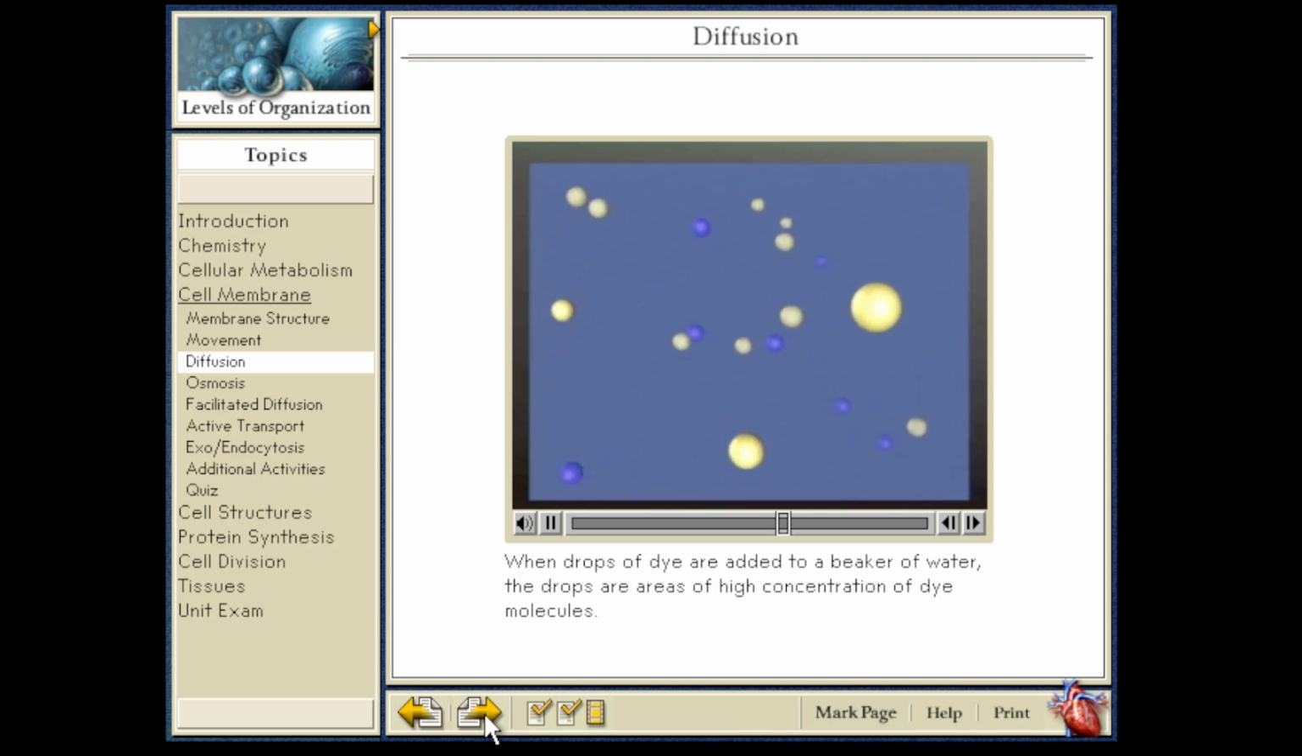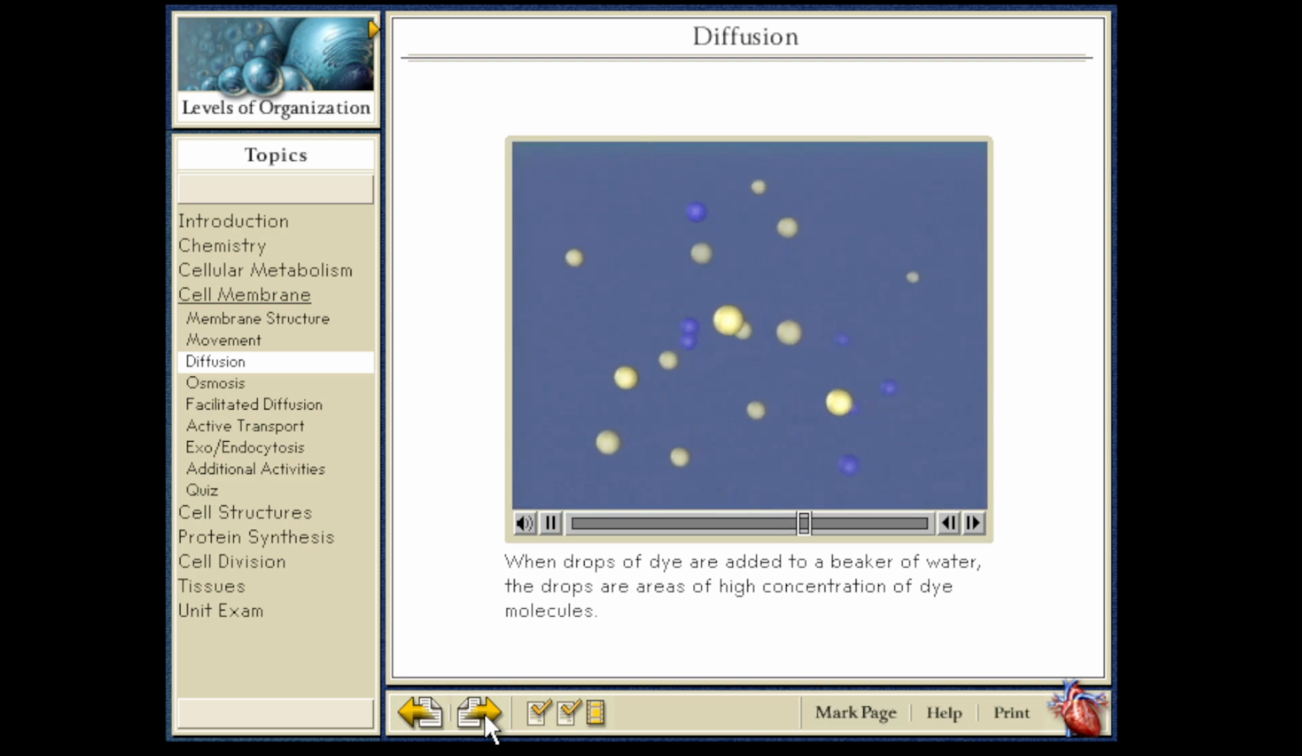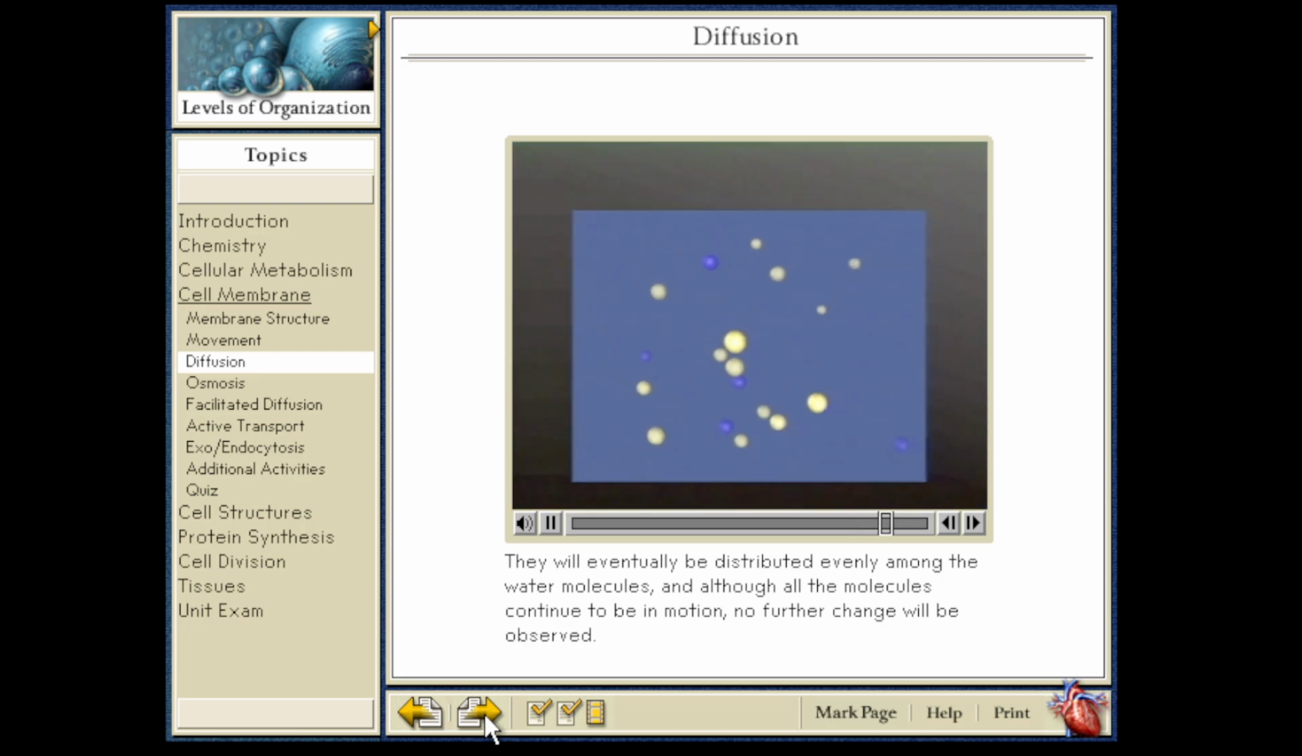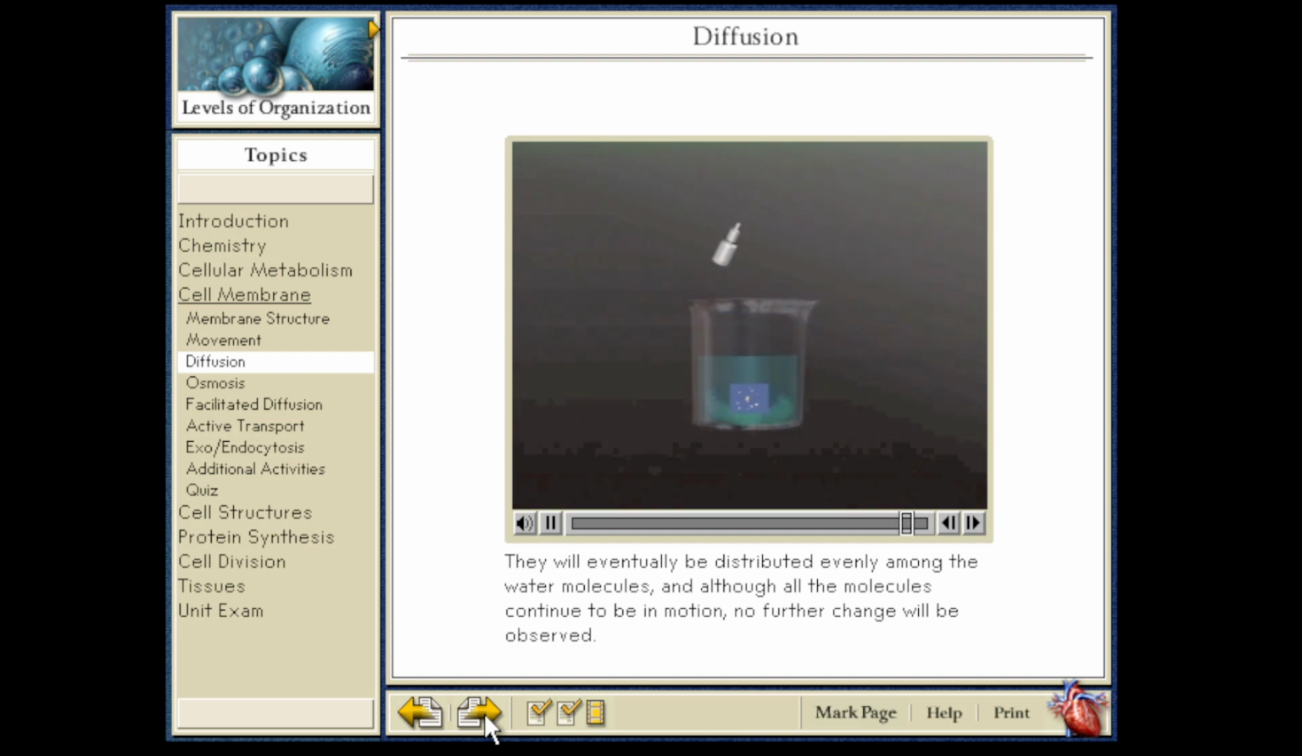When drops of dye are added to a beaker of water, the drops are areas of high concentration of dye molecules. They will eventually be evenly distributed among the water molecules, and although all the molecules continue to be in motion, no further change will be observed.